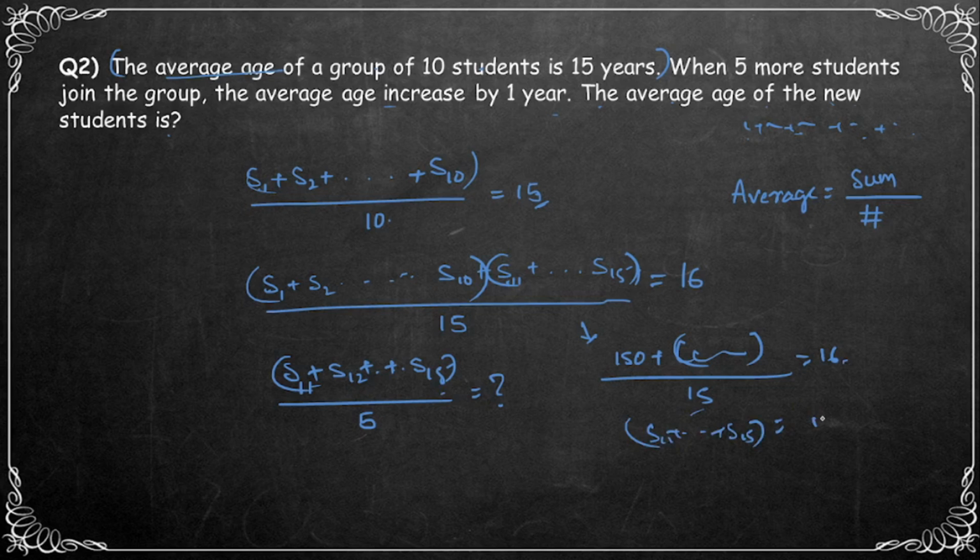15 into 16 minus 150. The required answer is divided by 5. So if you divide both sides by 5, we get 5 1s are 5, 5 3s are 15, 5 1s are 5, 5 6s are 30. So we have 16 3s are 48, minus 30, 18. So the average age of the new students, that means the 5 students, is 18 years.